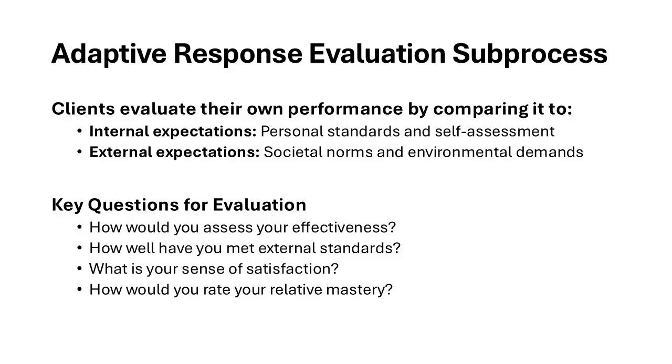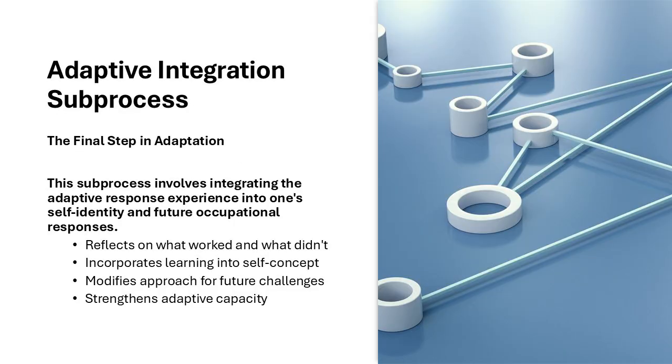Okay, so after the response happens and gets evaluated for relative mastery, there's one more step. The adaptive integration sub-process. What's that about? This is basically the learning and reflection piece. The client takes that whole experience, the challenge, the response they tried, the effort it took, the outcome, how satisfied they felt, and they integrate it into their understanding of themselves and the world. So they learn from it. Yeah, they reflect, consciously or subconsciously, on what worked, what didn't. They might modify their internal strategies or their view of their own capabilities based on that feedback loop. And doing that strengthens their overall adaptive capacity for future challenges. It's how we grow and learn through occupation.